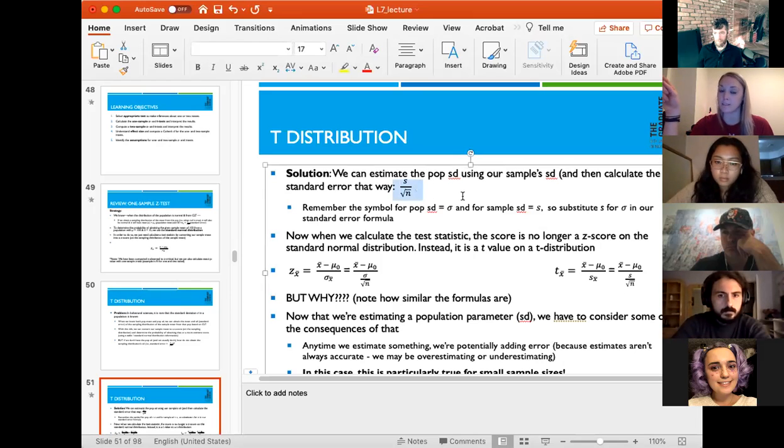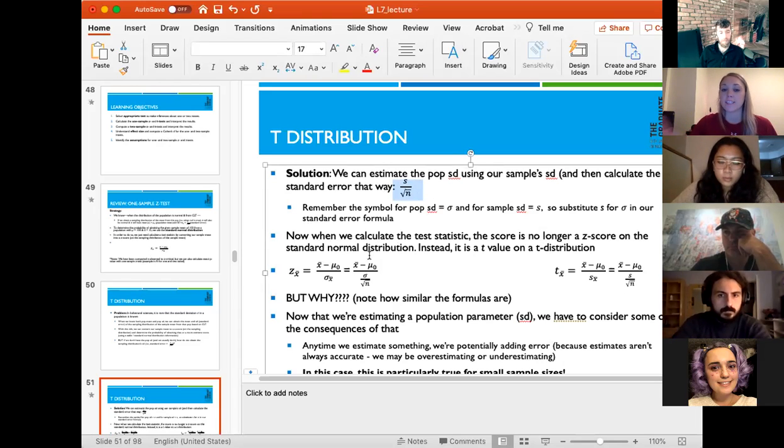Instead of sigma divided by square root of n, it's now s divided by square root of n. So remember the differences in symbols. S stands for the sample's standard deviation, not the population standard deviation. So now when we calculate the test statistic, because we are no longer using the population standard deviation, we're using a surrogate for it, because we're estimating what it is based on the sample.